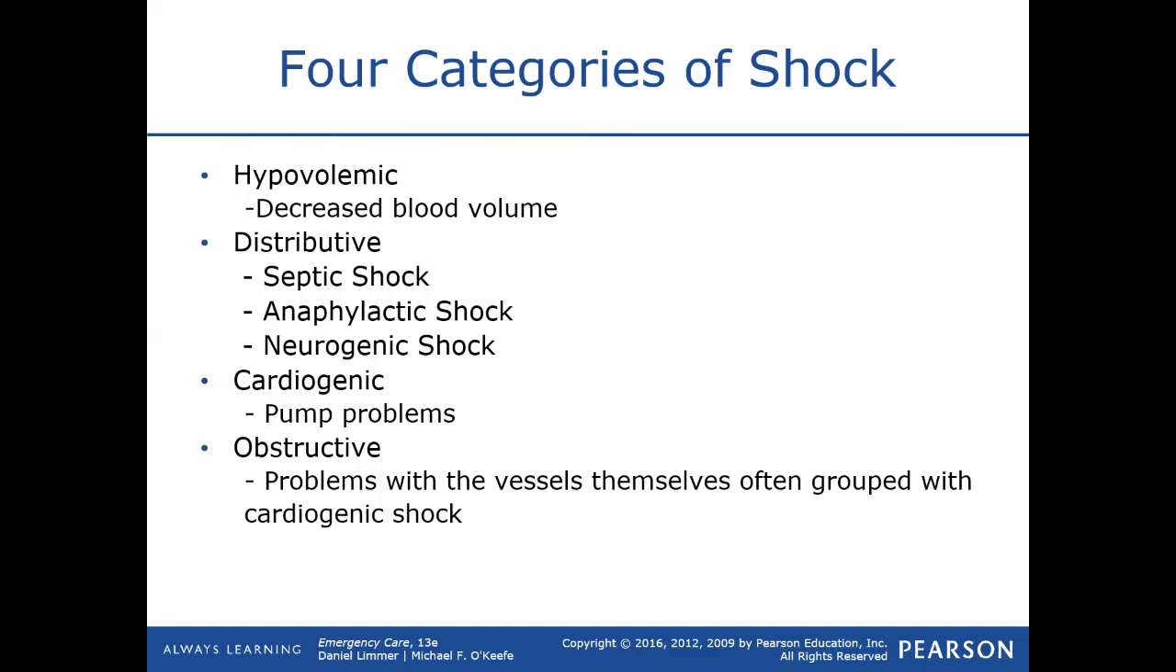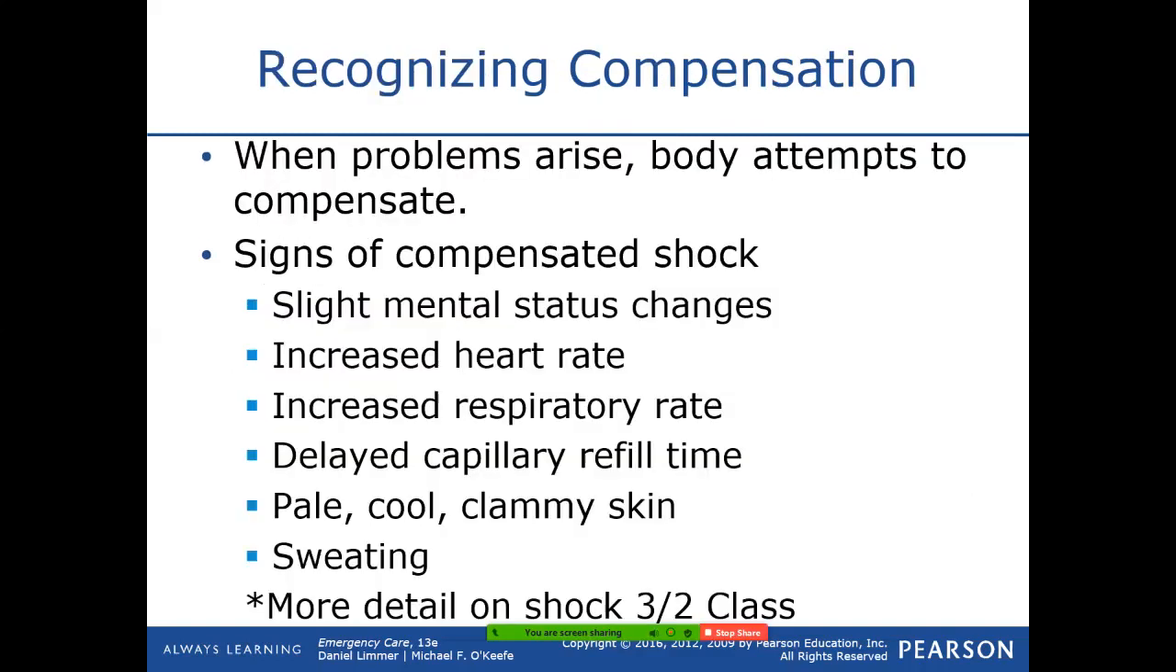Distributive shock, okay? We have our septic shock. It's essentially an infection in the blood. Anaphylactic shock, where we're talking about our allergic reactions, which we'll get into more later on in class. Neurogenic shock, so we have a problem with the nerves. Okay, cardiogenic, we have pump problems, and obstructive shock. We're talking about the vessels themselves, and they're often grouped with cardiogenic shock. So we have some type of vessel issue. Okay.